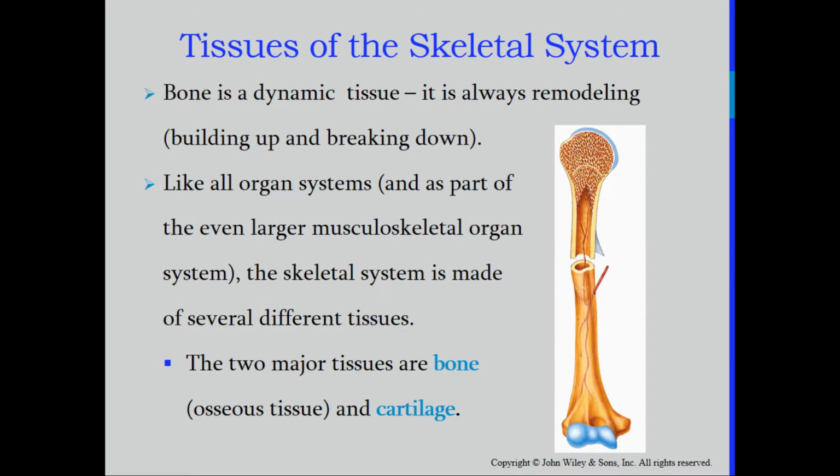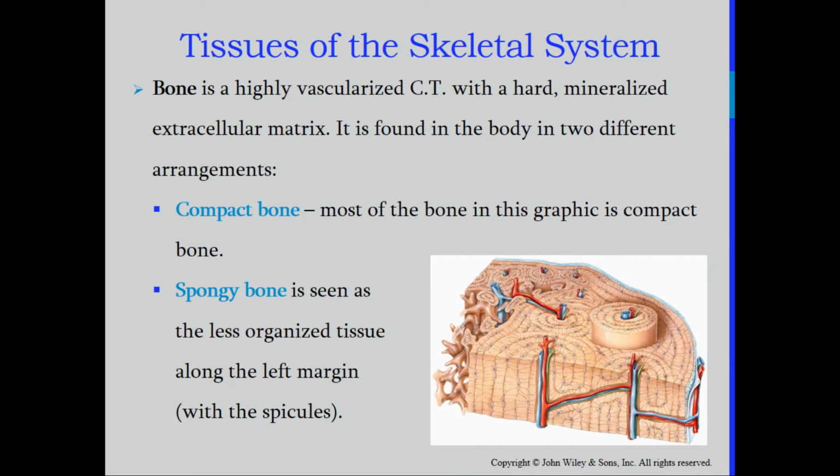Like all organ systems, as part of an even larger musculoskeletal organ system, the skeletal system is made of several different tissues. The 2 major tissues that we find in the skeletal system are bone and cartilage. And since we have been through the tissues unit, we should know the difference between the two. Bone is highly vascularized connective tissue, meaning it has a very extensive blood supply, as we can see in the picture below. It has a hard mineralized extracellular matrix and is found in the body in 2 different arrangements.